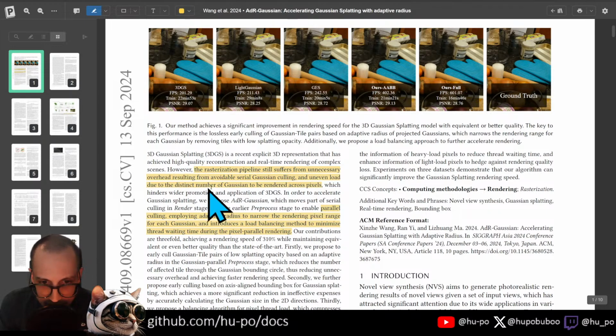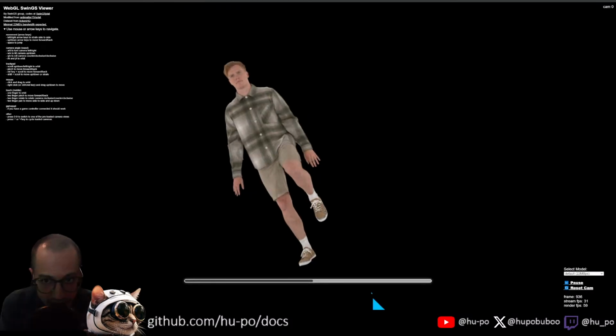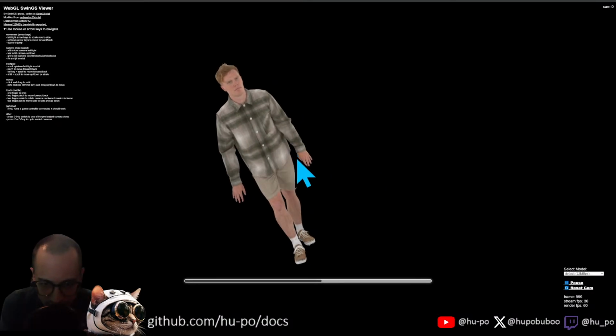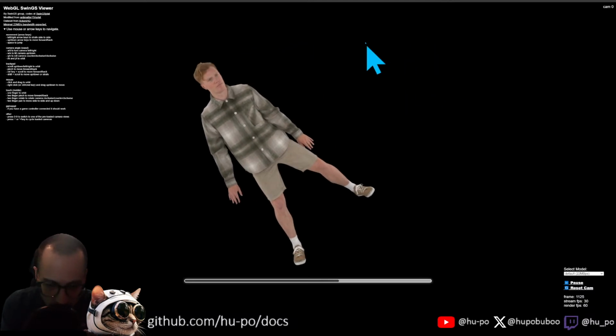Uneven load due to the distinct numbers of Gaussians rendered across pixels. What they're talking about here is that when you're rendering a two-dimensional image from a novel viewpoint, right, and you're breaking down your image into these tiles so that you can do each of the tiles independently, some of those tiles are going to have a lot more Gaussians, right? So for example, in here, the tile right here has way more Gaussians than the tile in this corner here, right? The tile in this corner has 0 Gaussians.